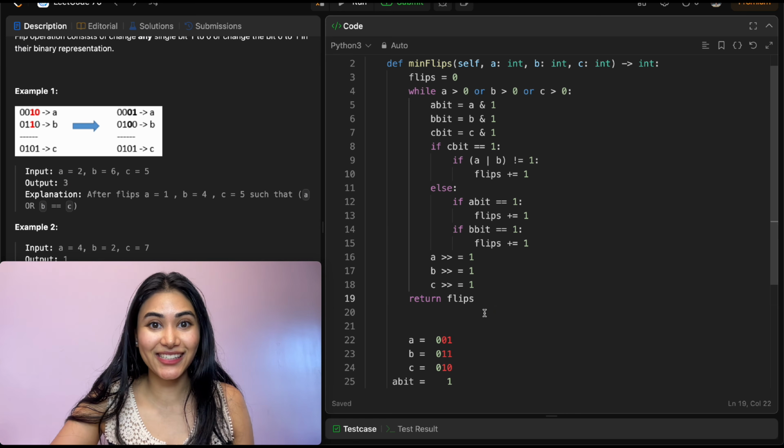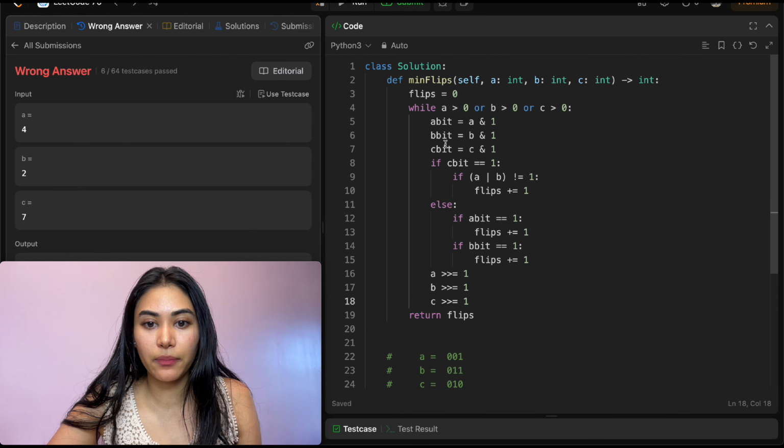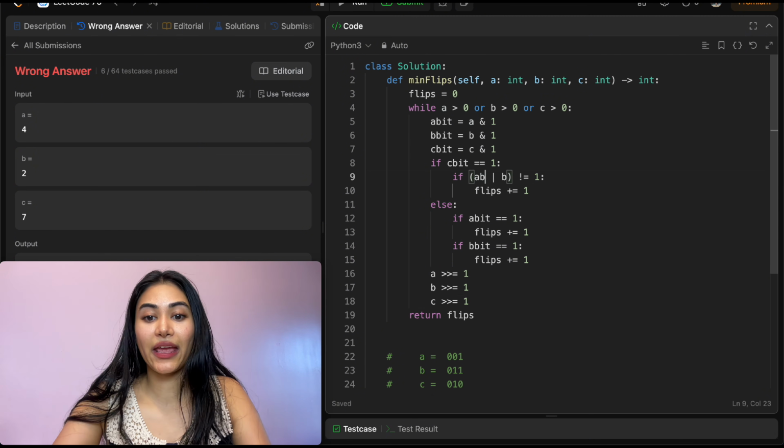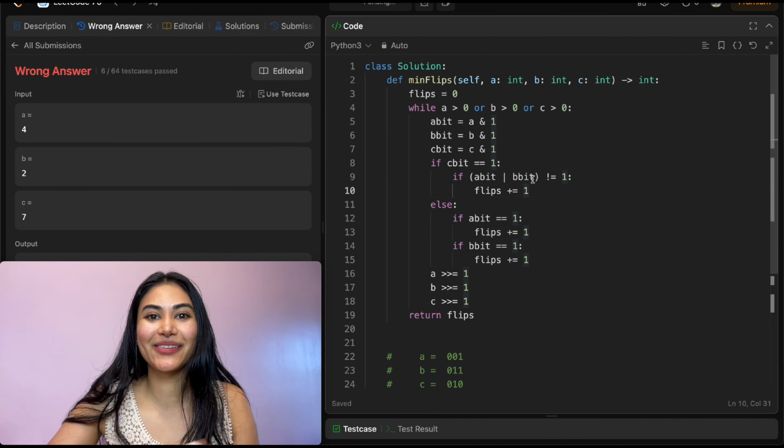So let's go ahead and submit this. Wrong answer. Let's see what's happening. A bit, B bit, C bit. Oh, this should have been A bit and B bit. We only want to see if that bit is equal to 1 or not. Now let's go ahead and submit this.